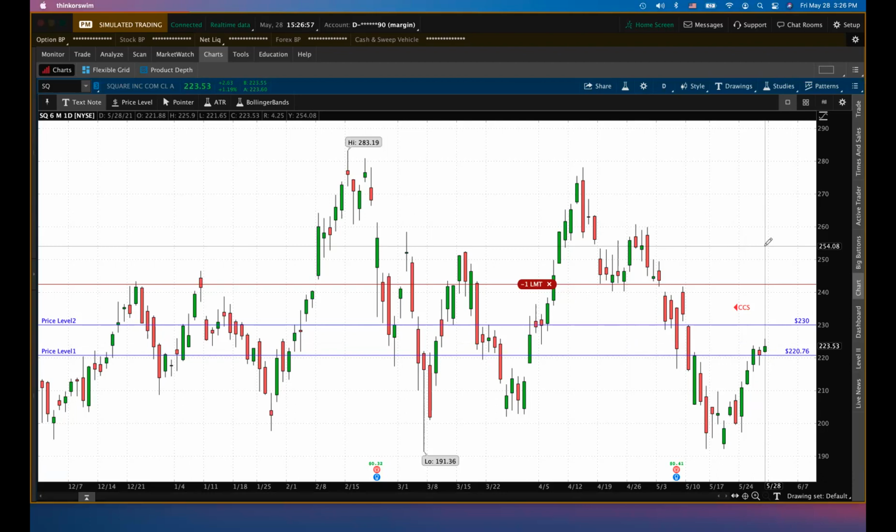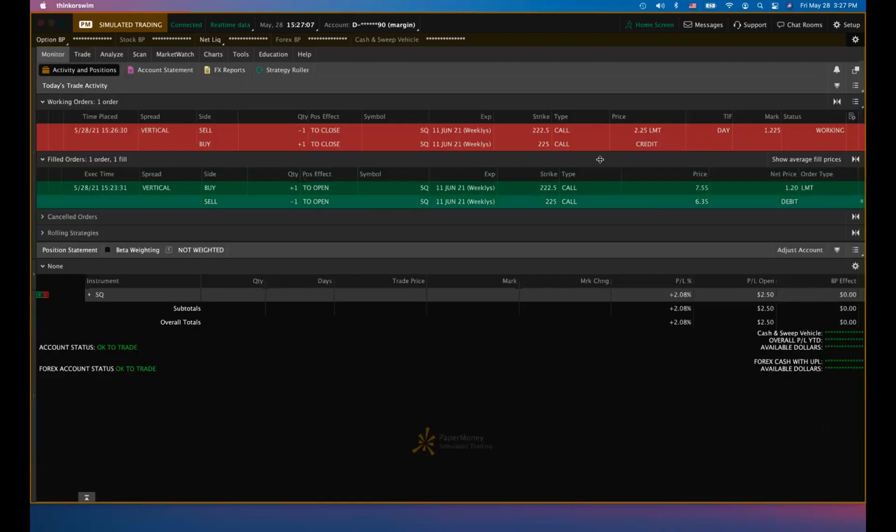So right now we are in a call debit spread. We paid $1.20 to get into the spread. How many points wide is the spread? Oh, let's think about that. 225 minus 222.5. Oh, the maximum on this spread is $2.50.